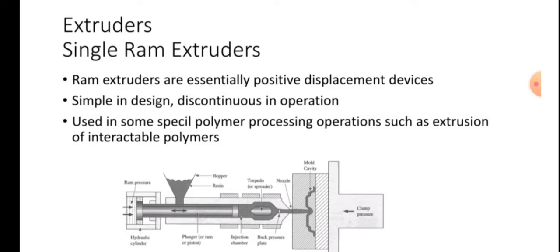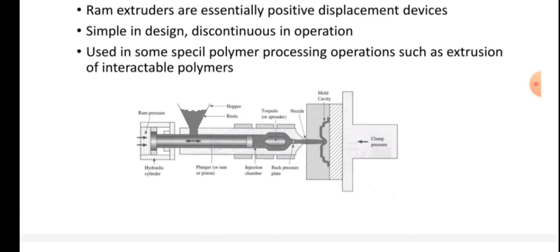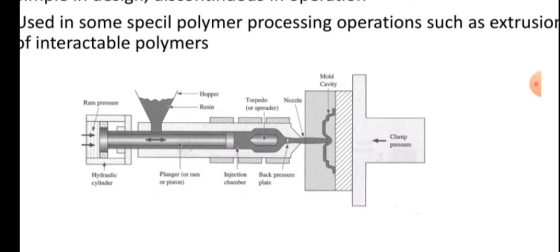special polymer processing operations such as extrusion of intractable polymers. The figure shows the ram pressure, hydraulic cylinder, hopper or resin. Resin is given in the hopper. Plunger or ram or piston is given.